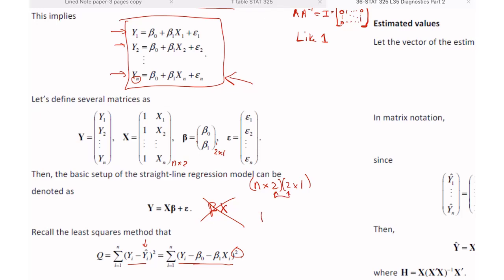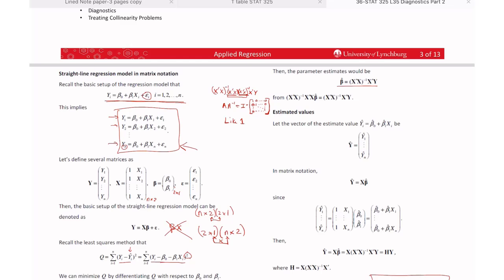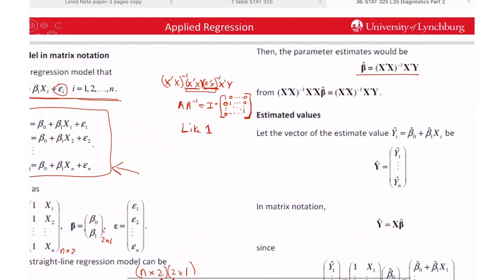So I can't switch this, because 2 by 1 times n by 2 doesn't work, because these are not the same. They have to be the same dimension, and that goes back to the way we do matrix multiplication. Okay, so I is like an identity, and so what happens is I can basically cancel these two out.